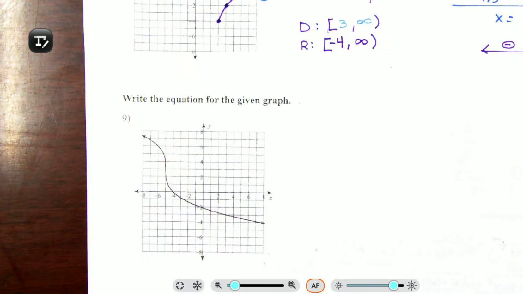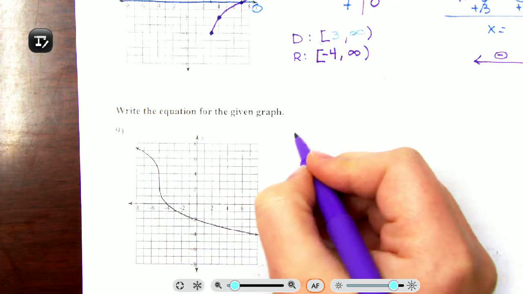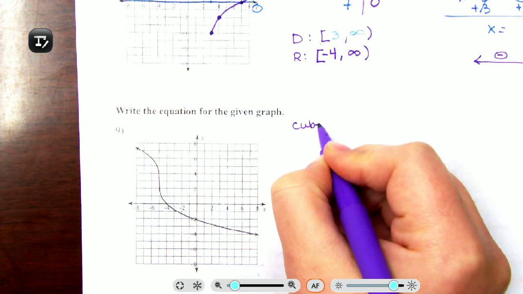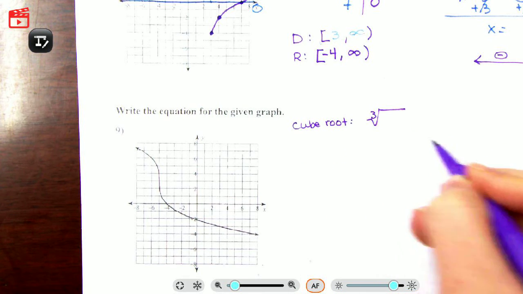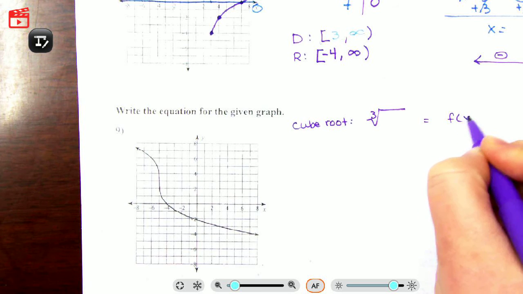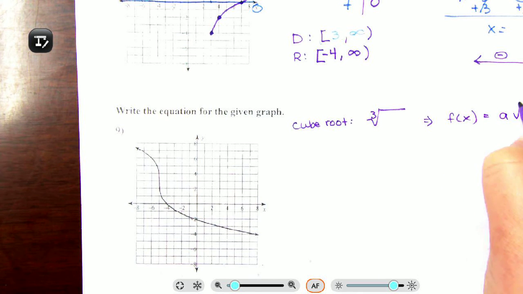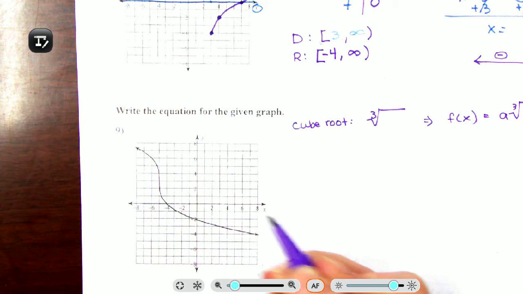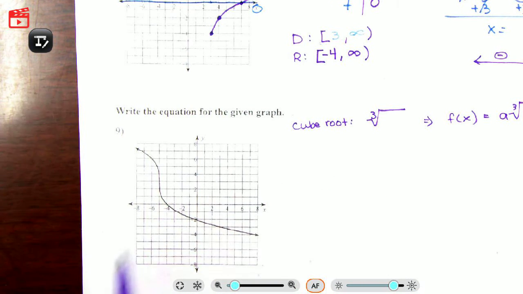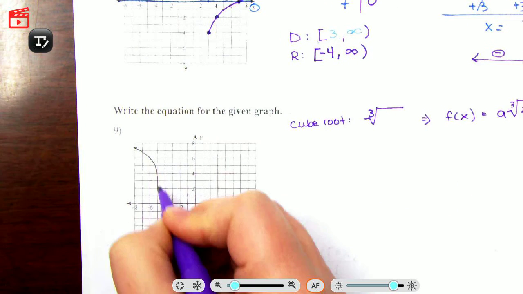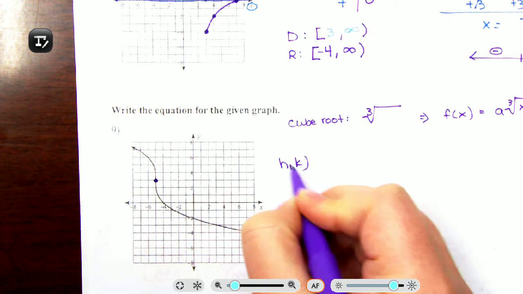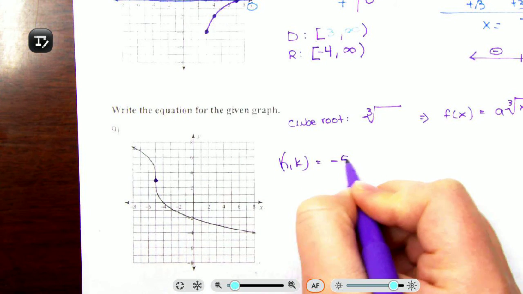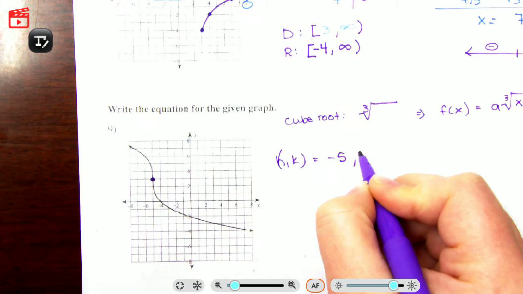All right, write an equation for the given graph. First off, this is a cube root. And then our formula is f of x is equal to a times the cube root of x minus h plus k. Identify your h and k. H and k is your turning point. So h and k is -5 and 3.